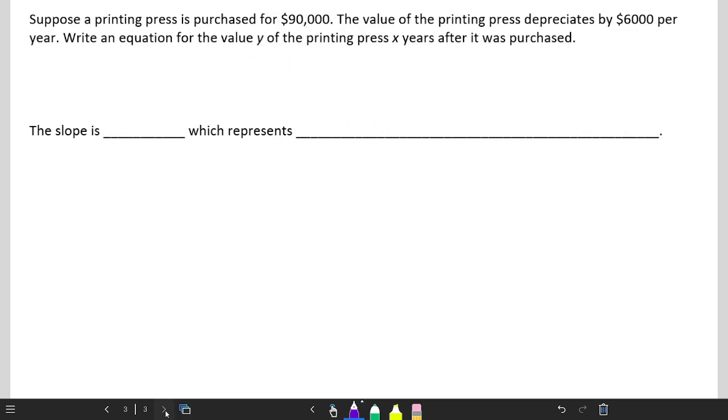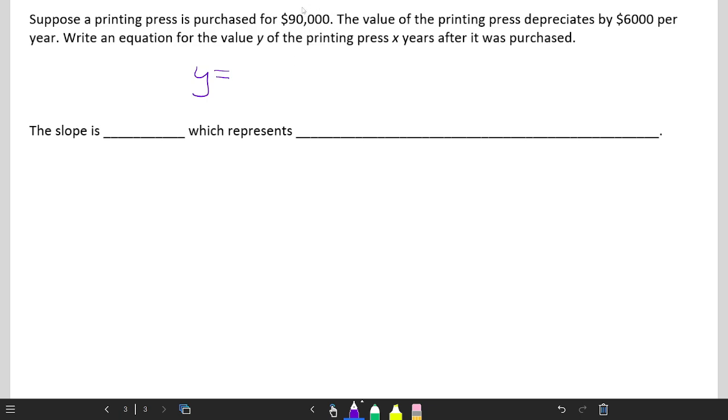Here we have another example. A printing press is purchased for $90,000. The value of the printing press depreciates, so it's decreasing. This happens with a lot of expensive items, computers, cars. So it's depreciating by $6,000 per year. So we want to write an equation for the value y of the printing press x years after it was purchased.